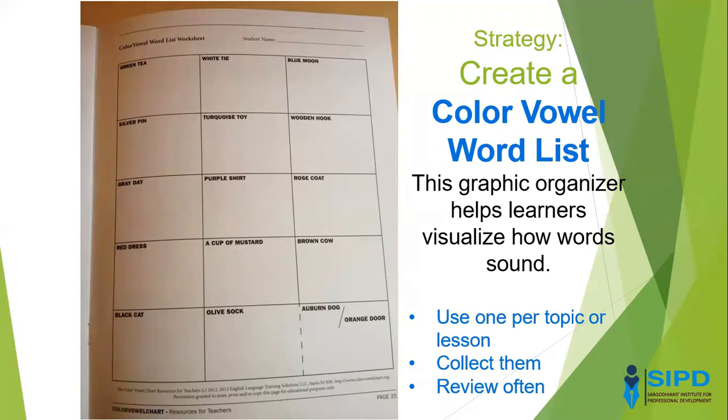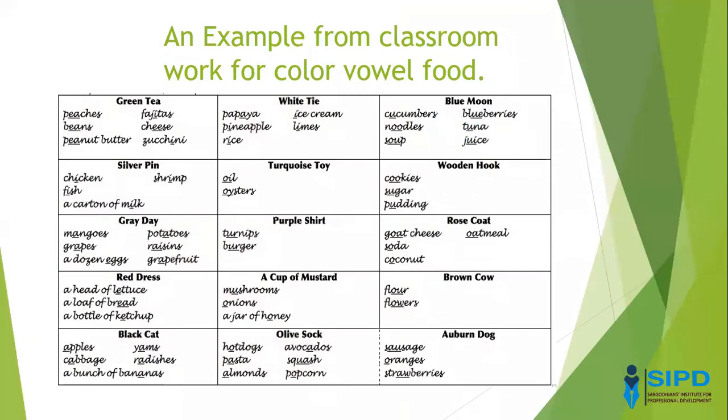Right? So let me share with you some students' work that they have done. This is one of the examples of student work. What you could do is give a word category and ask the student to fill in the colored vowel charts with the words that are relevant. For example, food. So the words related to food, peaches. We say green tea, so it's E, and peaches suits it, right? Then we have beans, peanut butter, fajitas, cheese, zucchini. See this E sound, the students wrote the words and underlined the letters that represent this E sound. Can you see it?